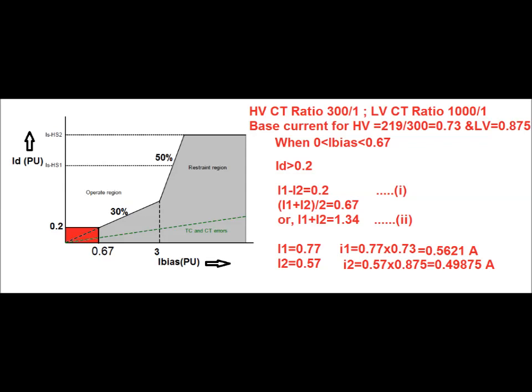From there we can get the secondary current for HV equal to 0.5621 ampere and the secondary current for LV equal to 0.49875. It is the boundary current when both currents exist. Beyond that current, that is if the HV current increases or the LV current decreases, it will remain in the 30% slope region. Otherwise it will remain in the less than 0.67 I bias region, where ID must be greater than 0.2 for the relay to operate.